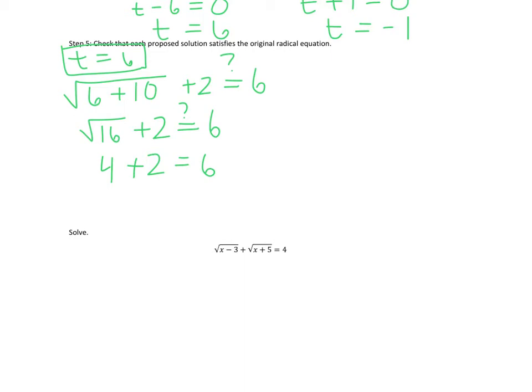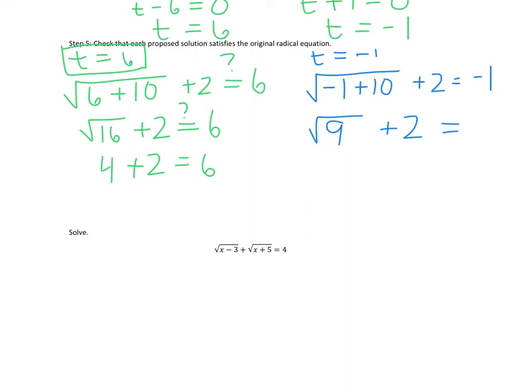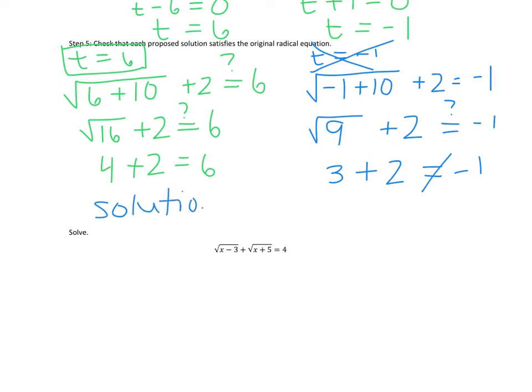Let's check out -1. So does the square root of t plus 10 plus 2 equal t? So does 9 plus 2 equal -1? That already sounds kind of funny to me. And 3 plus 2 actually does not equal -1. So t equals -1 is an extraneous solution, so we're going to throw it away. So our only solution is t equals 6. And that's our final answer.